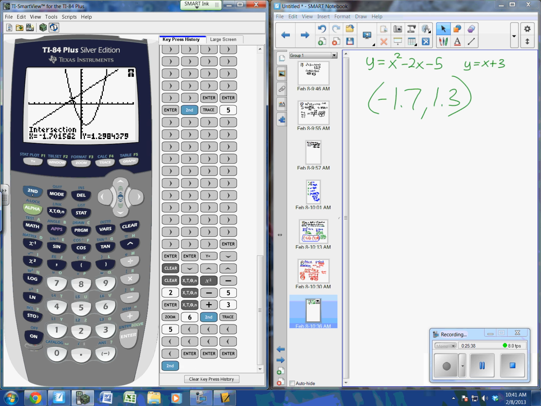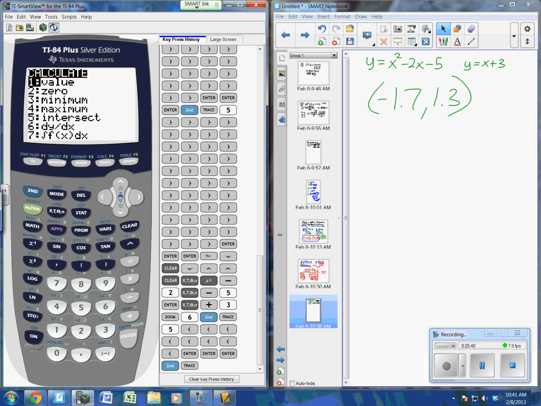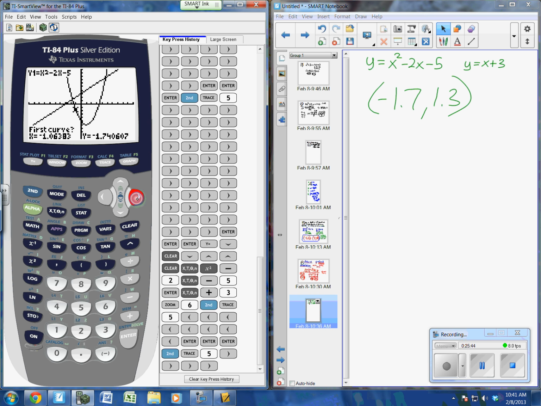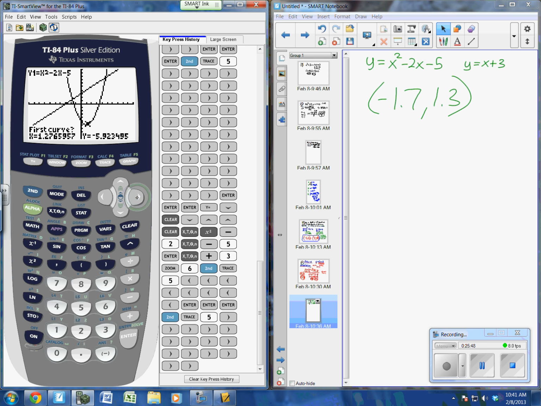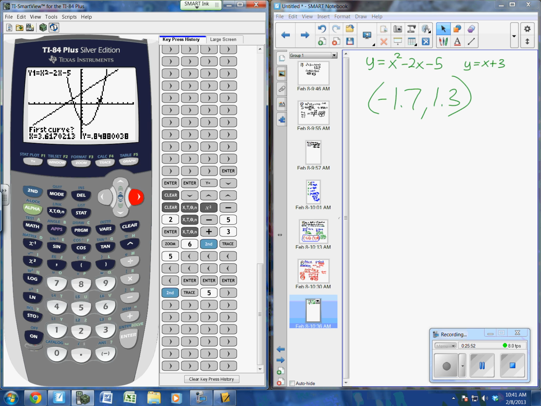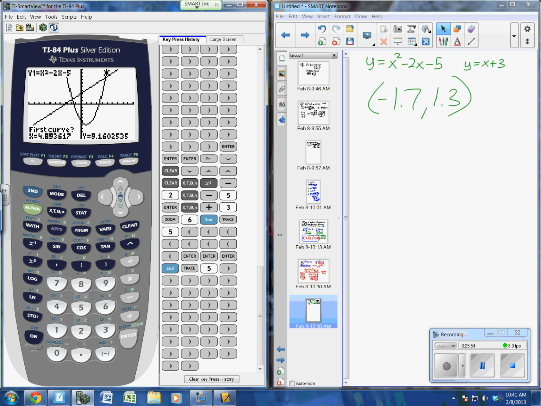Now I hit second and calc again. And I go to the next place where they intersect. Ow, why? Please don't touch me. You can hold yours down. Mine doesn't do that. Whoops, I went too far.